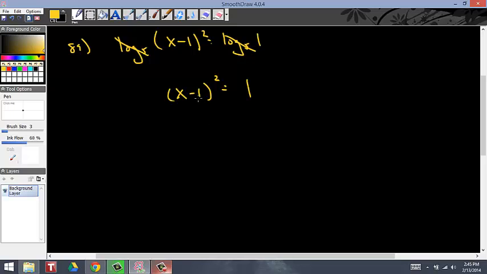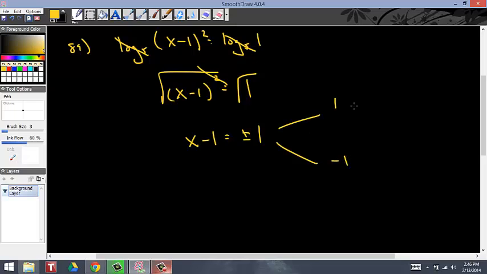Most people are probably going to try and FOIL this out, subtract 1 and factor it. You're not going to get the wrong answer. I prefer to do this because 1 is a perfect square. X minus 1 equals plus or minus 1. Because plus or minus 1 is a whole number and not, Yael, what's with that look? What's with that devious look? No? Okay. 1, negative 1. So I'm going to add 1 to both sides. So I get 2 and 0 as my answers.